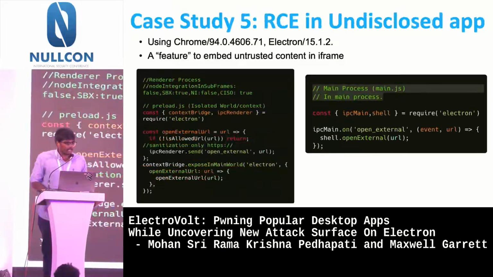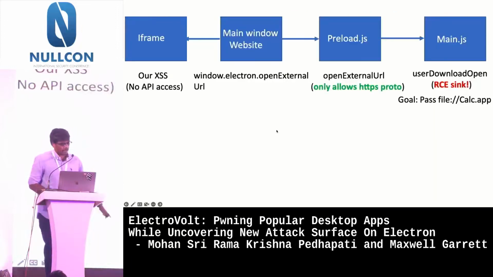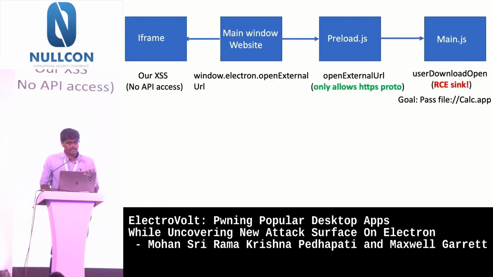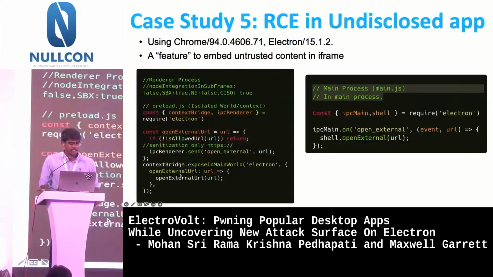So this is an RCE in an undisclosed app. They didn't allow us to disclose, and they paid a hefty bounty to not disclose this bug to the public. So in the main process, on the right block, we have an open external IPC event listener, which is sending a URL to dangerous shell.openExternal of Electron. So this is the exploit scenario. We have the main JS where we have an RCE sink, and preload JS can access this, and also the main window website, but our XSS can't access this, which means use the node integration in subframes exploit 0 to 1, and no, we can't access because now we don't even... sorry, I forgot to tell something.